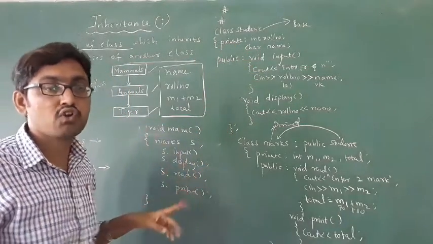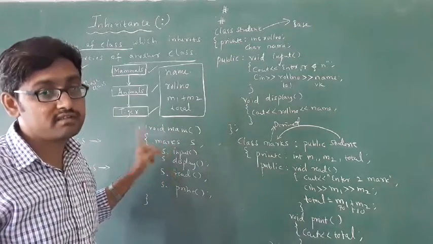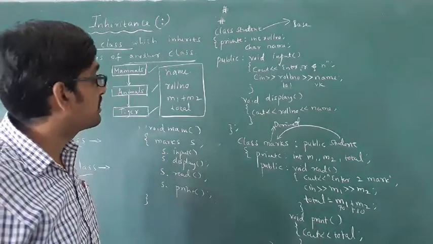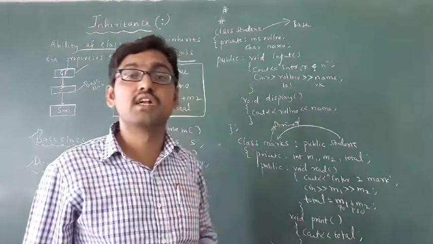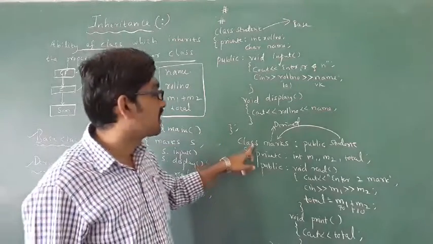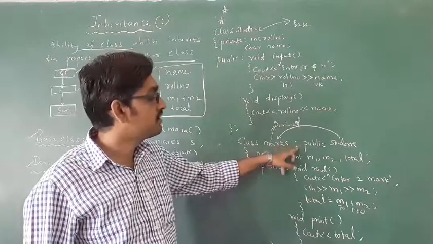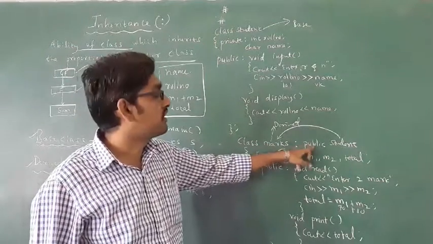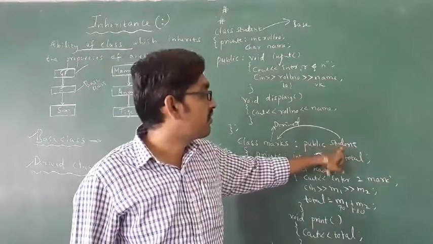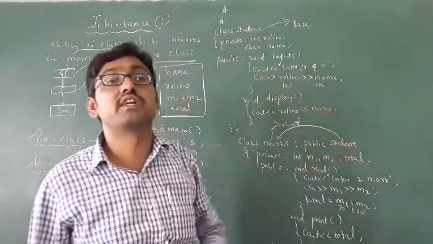One thing you have to remember: always in void main you must declare the derived class. In the examination they will ask you to write the syntax of a derived class. How to write it? Class, derived class name, then the inheritance operator, then the visibility mode or access specifier, then the base class, which is Student. This is the syntax of a derived class.